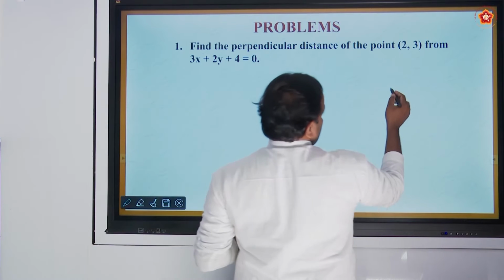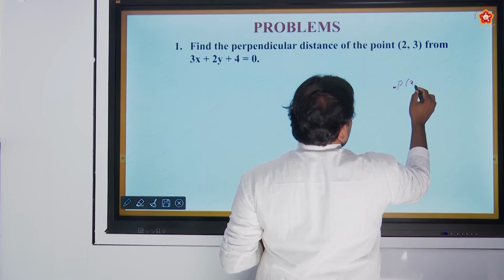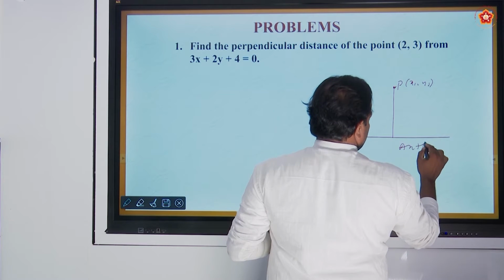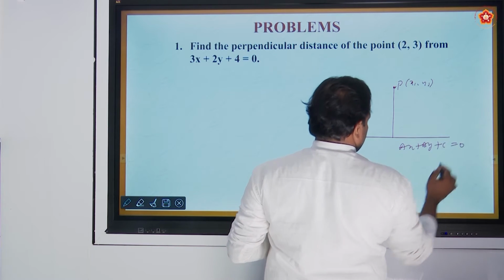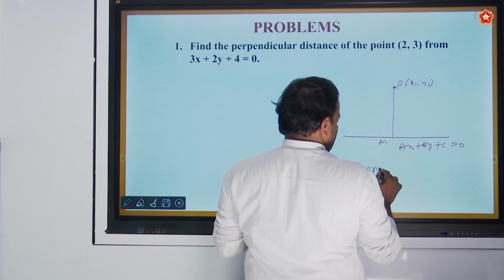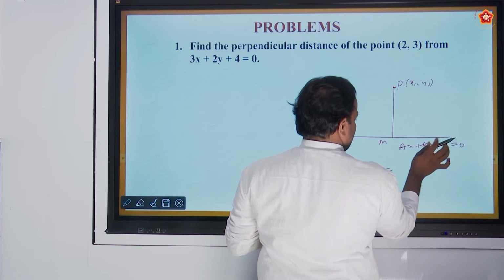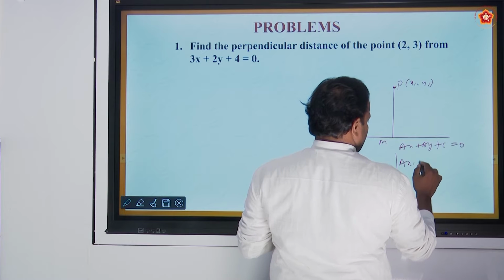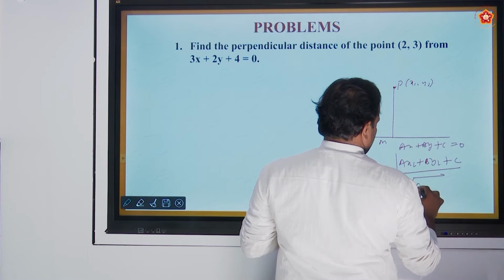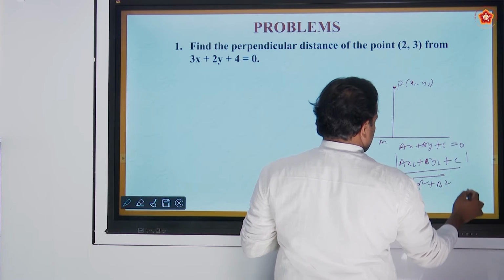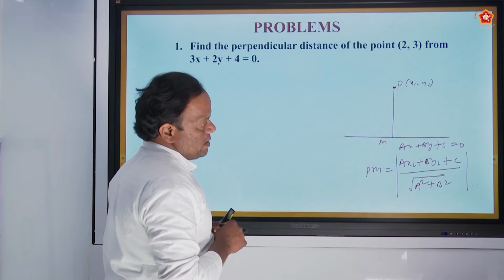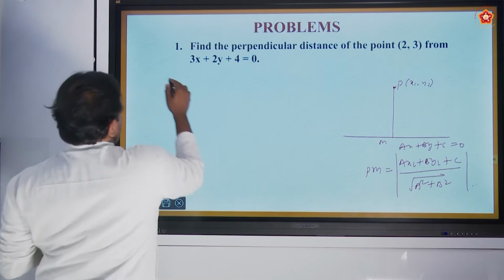We know that suppose the point is P(x1, y1), any point, and the line equation is ax plus by plus c equal to 0. Then how can you write this? Take PM. We know that PM is nothing but the magnitude of ax1 plus by1 plus c divided by root of a square plus b square. Okay, this is the distance of a point (x1, y1) to the line ax plus by plus c equal to 0. So let us start the problems.